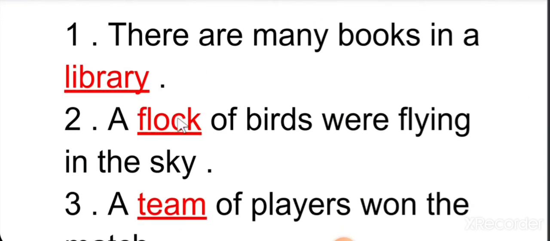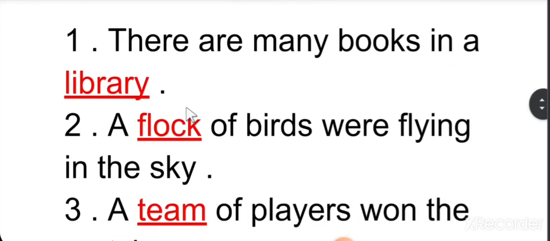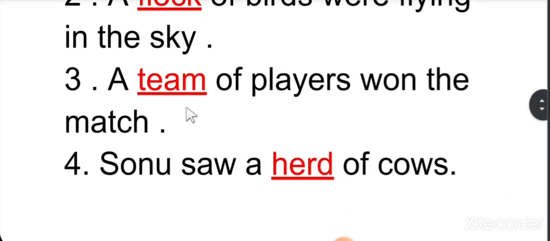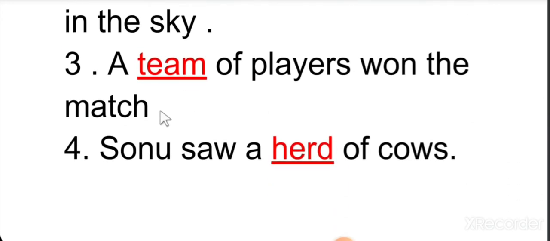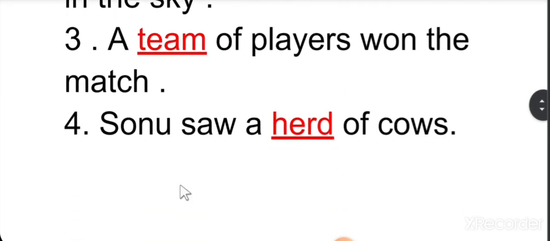Then, a dash of birds were flying in the sky. When there are many birds flying together, we call it a flock of birds. So we will choose flock from here and write it in the blank. Third, a dash of players won the match. Who plays a match together? Many players are playing. A group of players is called a team. So we will choose team from the box and write it here.